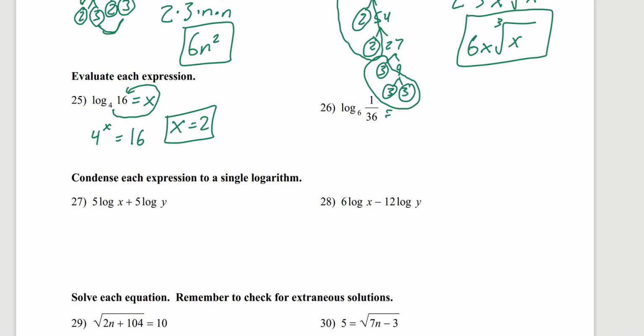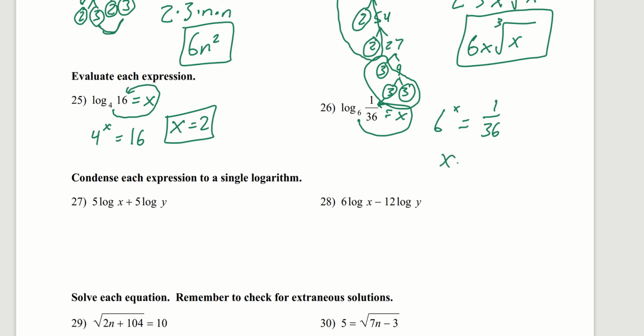Same idea with the next one as well. Log base 6 of 1 over 36 is what I'm trying to find, so maybe we can just call that x. And then if I rewrote this as an exponential function, this would be saying 6 to the power of something equals 1 over 36. And I need to find what the power is.